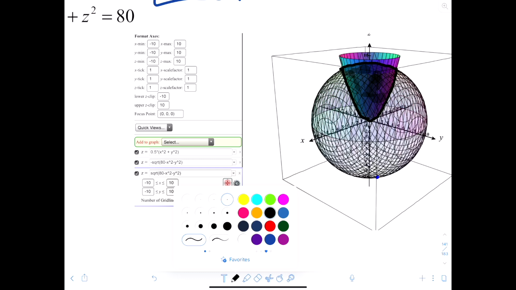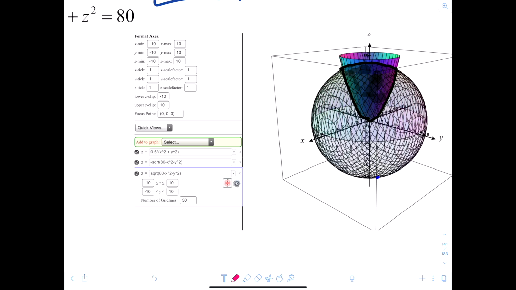So z is going to go between the sphere, which if you isolate z, is the upper half of the sphere. It would be z equals the square root of 80 minus x squared minus y squared. Cool? And that's this part of it. I'll just kind of dash it in.